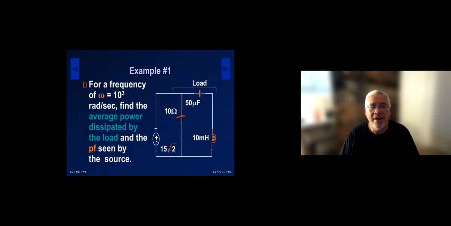All right, so let's look at a basic example to cap off this mini lecture on complex power. For this circuit, we have a sinusoidal waveform operating at 1,000 radians per second. So essentially that source is 15 square root of 2 cosine 1,000 t. It's connected to a load made up of resistors, inductors, and capacitors given by these values here. And you're being asked to calculate the average power dissipated by the load and the power factor that the source is seeing.